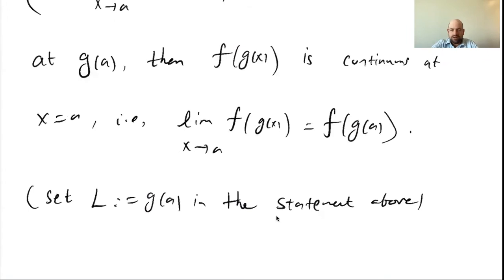Because how should I check continuity at x equals A? I have to calculate the limit of the function at x equals A and compare it with the value of the function at A. So the limit of f of g of x at A is f of g of A, which means the function is continuous at x equals A, because these two values, the value of the limit and the output of the function, are the same, therefore the function is continuous.